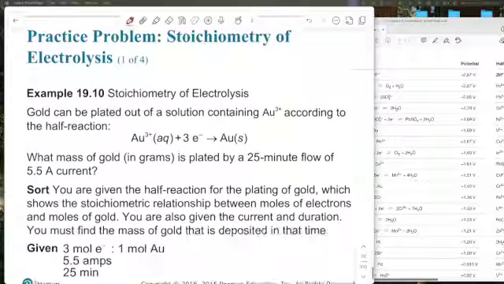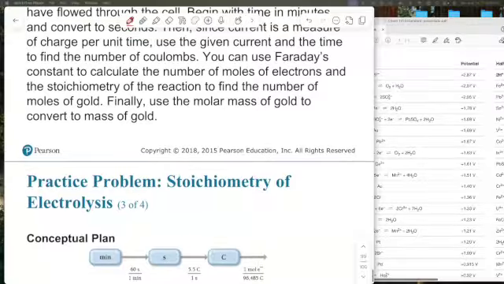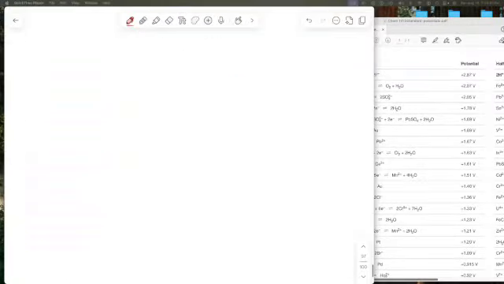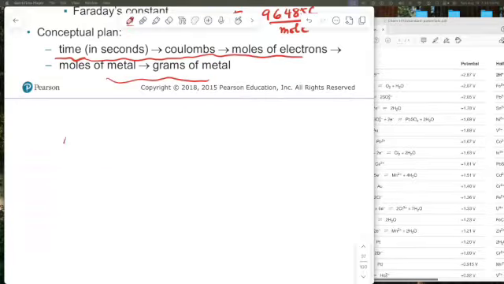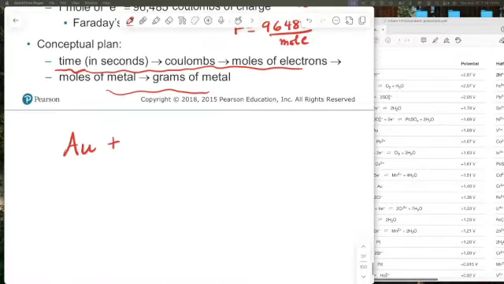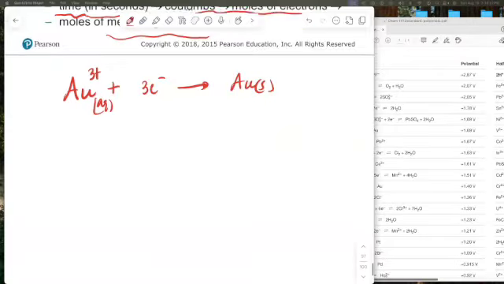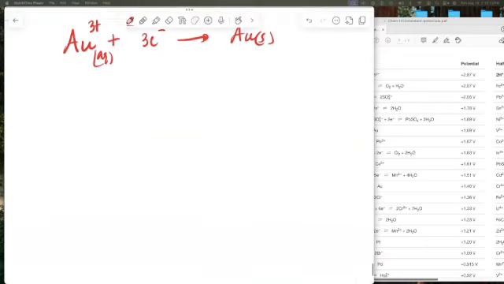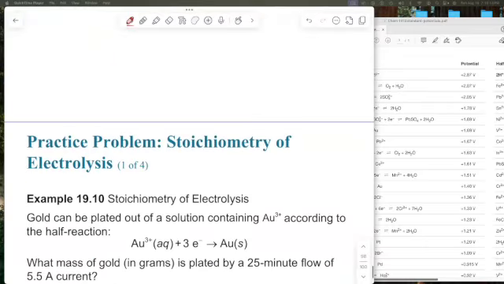Okay, let's go ahead and start this problem out. I'm going to start with a half reaction. Our half reaction is gold. Is this a reduction half reaction? Gold with 3 positive charge is gaining 3 electrons to form gold solid. So this is the formation of gold solid on some kind of, I'm assuming, a ring. Gold can be plated out of a solution containing gold ions according to the half reaction.